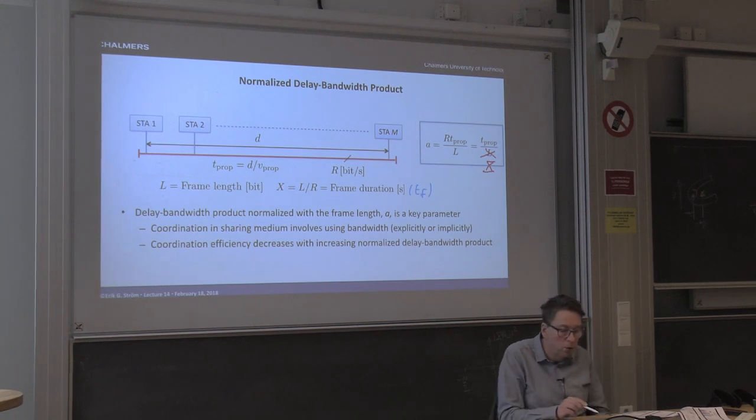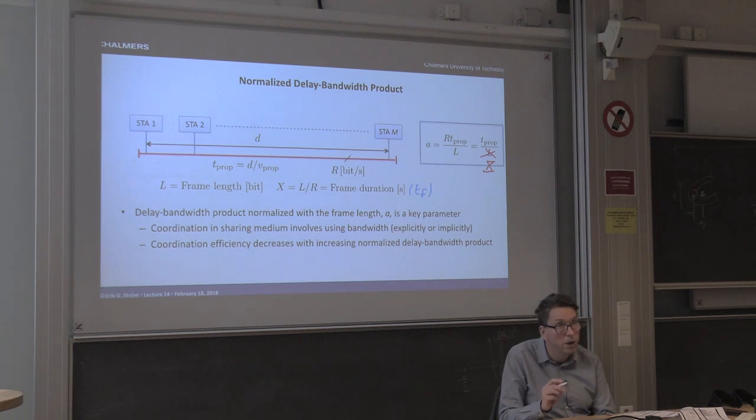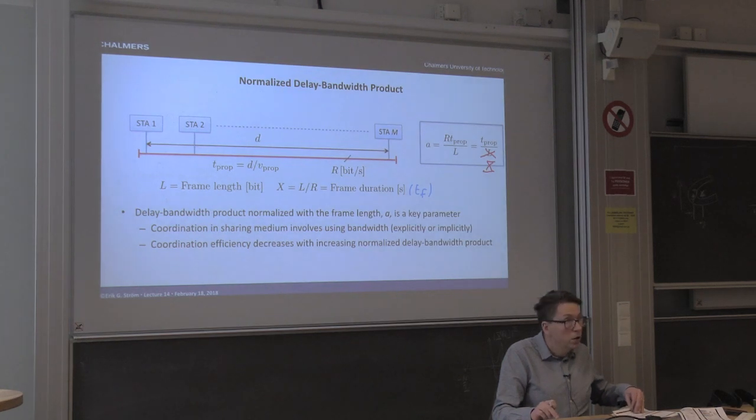We will see later on that the delay bandwidth product, which is normalized with the frame length, A here, is a key parameter. A will determine whether it's difficult or not so difficult to coordinate use of this medium. Coordination efficiency, we will show, decreases when the delay bandwidth product increases. And we will see shortly an example why this is the case. Questions?